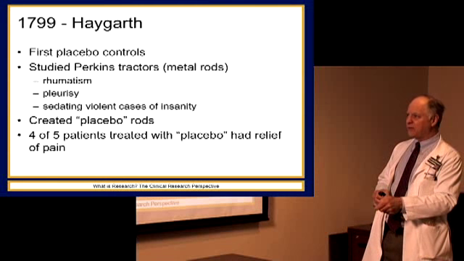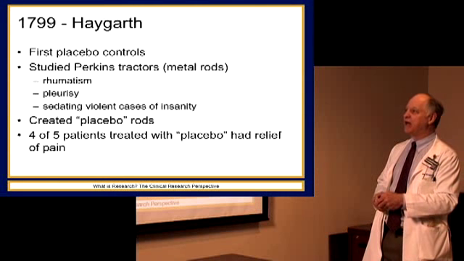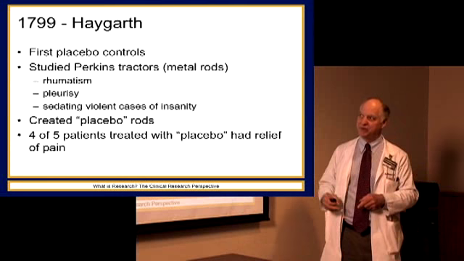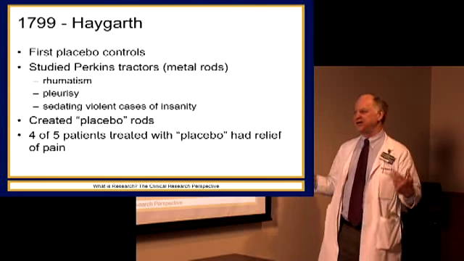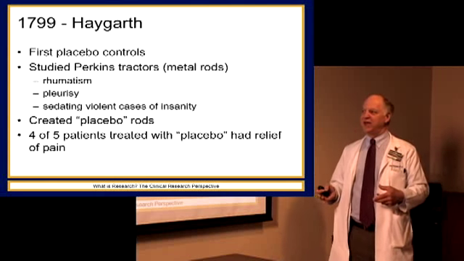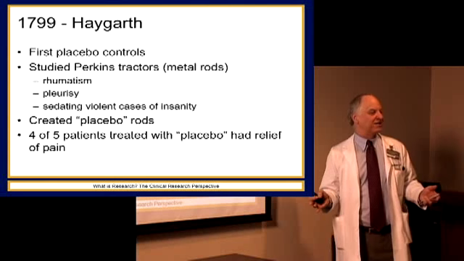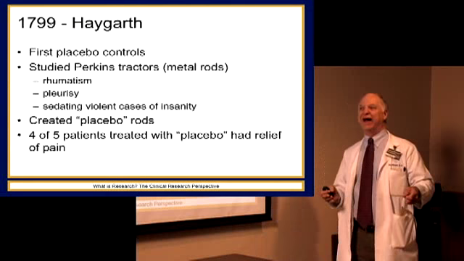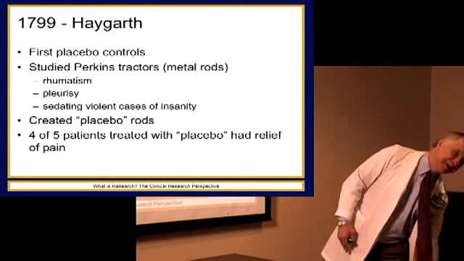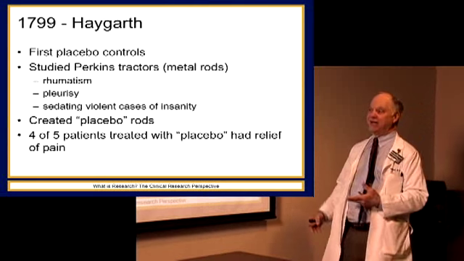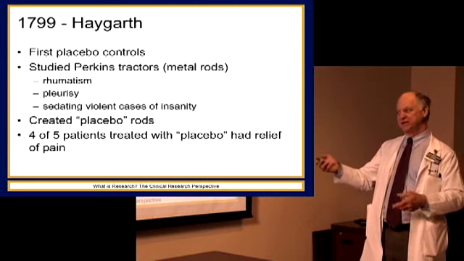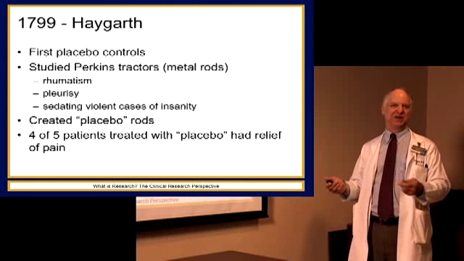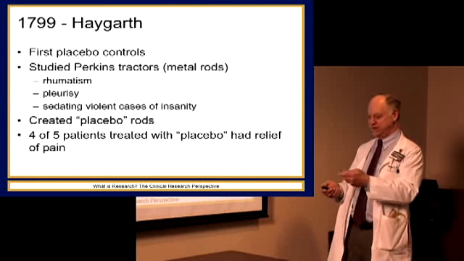Then he had patients treated either with the placebo rods or with the Perkins tractors as designed properly. And he found that 4 out of 5 patients treated with placebo had relief, in this case of pain, of their rheumatism. These were rheumatic patients, and they had relief of their pain with these placebo rods. So either it didn't matter what you made the rods out of, it still worked. If you beat somebody on the back, you know, my back hurts so much now, my knee doesn't hurt anymore. Or that really none of this is working. It's not useful at all. And his conclusion was that none of this is working. This whole notion of beating people on the back with rods is not going to cure disease.